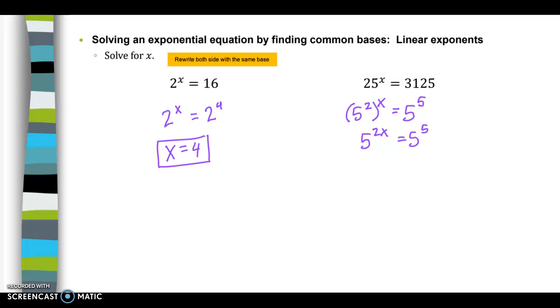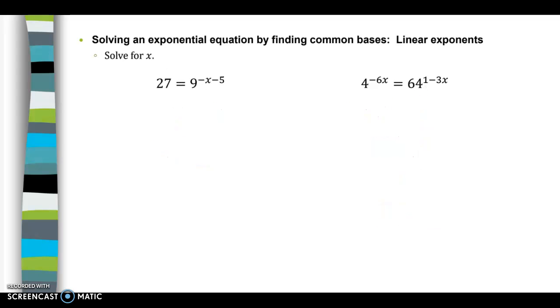So now we have the same bases, so we can say, well, the exponents are going to equal each other. And then we can solve for x by dividing by 2 in this case. So we have x equals 5/2. So what this means is that 25 to the 5/2 power is going to equal 3,125. Let's do some more examples.